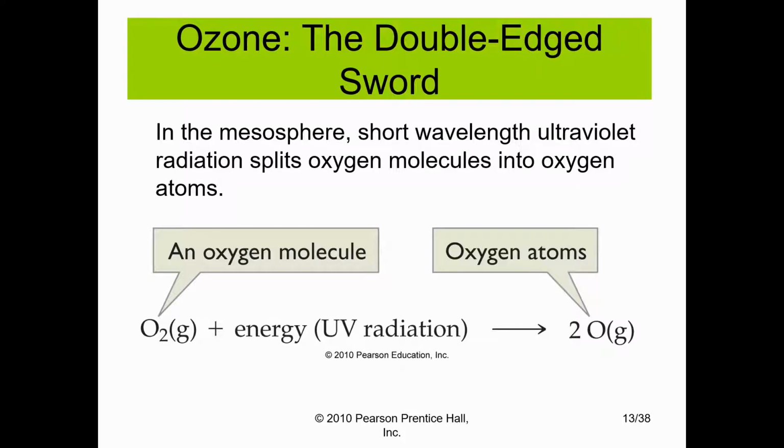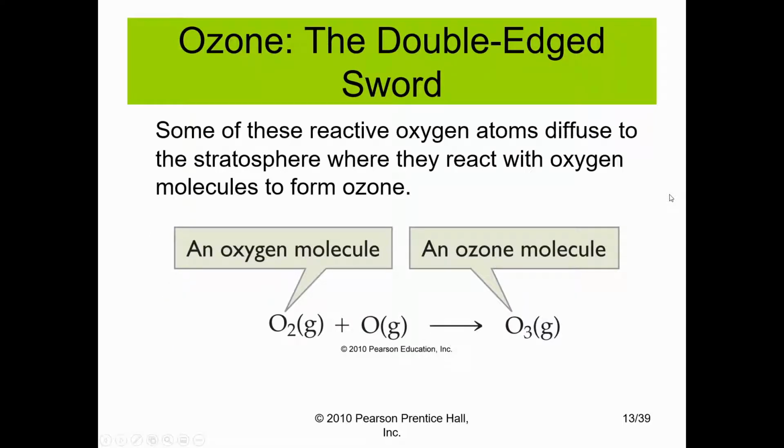In the mesosphere, ultraviolet radiation can split the oxygen molecules into individual atoms. An oxygen molecule reacts with the energy from the UV radiation to produce two oxygen atoms. These oxygen atoms can then react with another molecule of oxygen to form an ozone molecule. One molecule of O2 reacts with one molecule of O to form ozone.